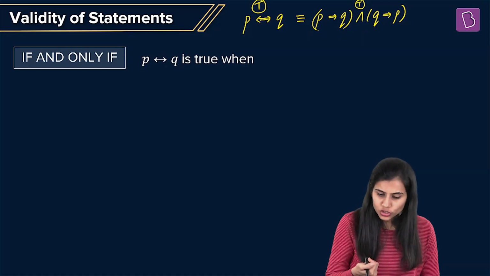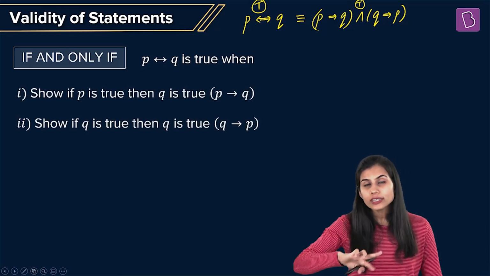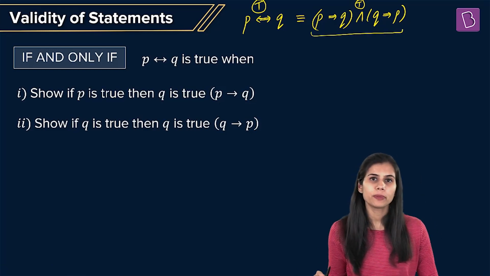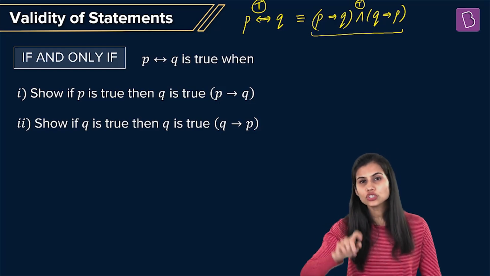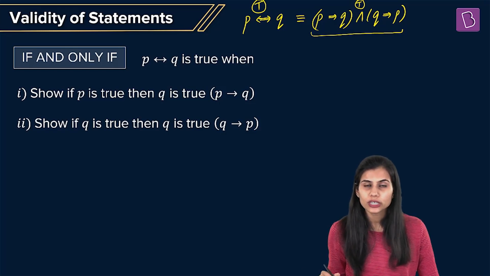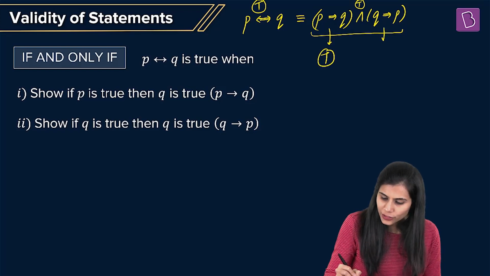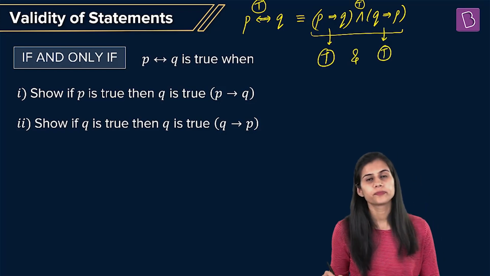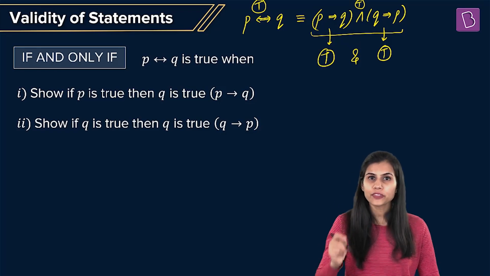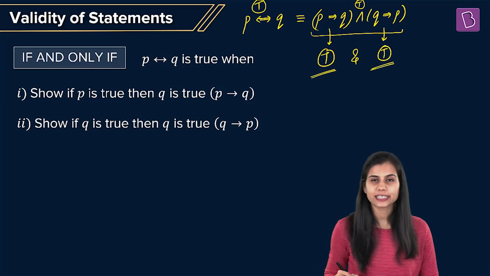Alright, so in order to show that P if and only if Q is valid, we alternatively prove that the conjunction of P implies Q and Q implies P is valid. And a conjunction of two statements is valid if and only if both those statements are individually true. So in here we show that P implies Q is true and also Q implies P is true. We know how to prove a conditional statement is true, right? So using that methodology, we prove P implies Q is true in the first step, and in the second step we prove Q implies P is true.